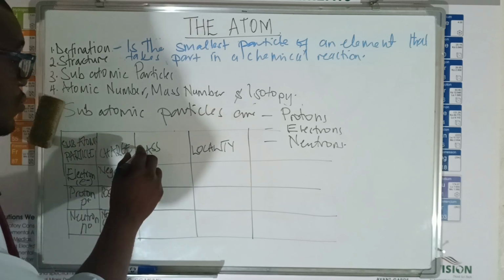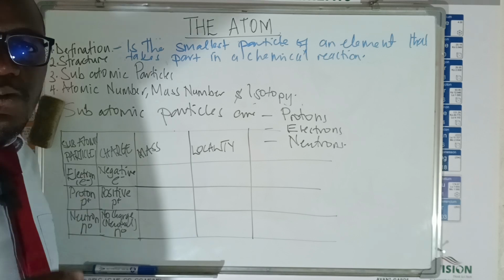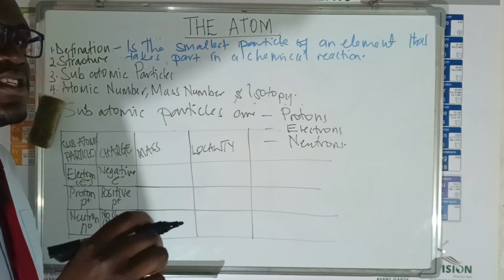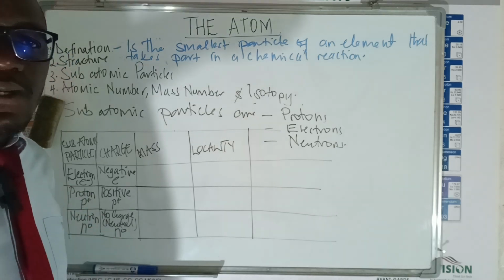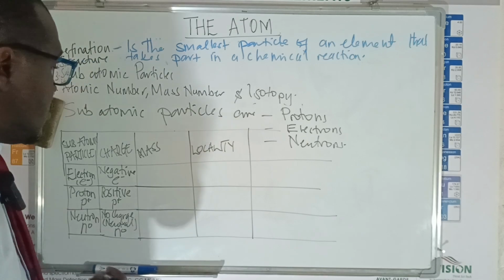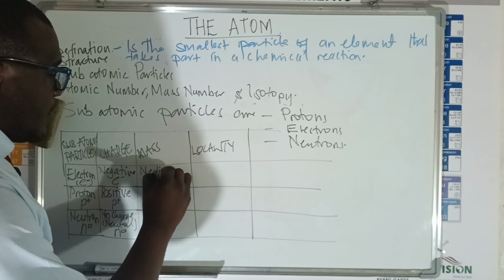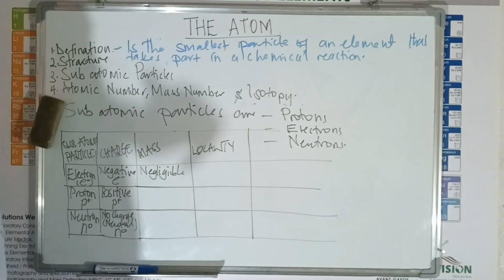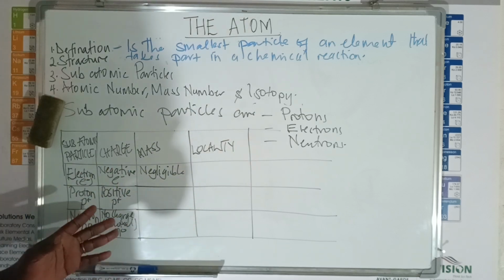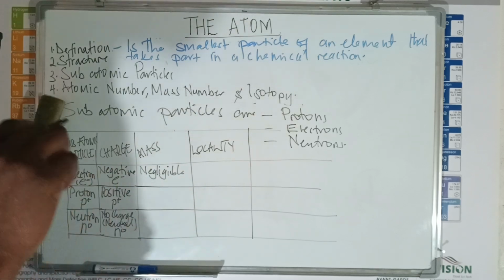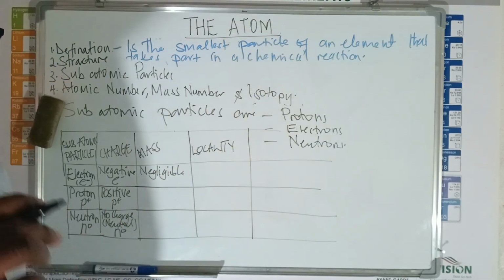Then let us come to the mass. Now electrons have negligible mass. That is, their mass is infinitesimally small, that their mass does not affect the general property of an atom. So you can say that the mass of an electron is negligible in reference to the atom and other subatomic particles. It is infinitesimally small. It does not affect the general property of an atom.